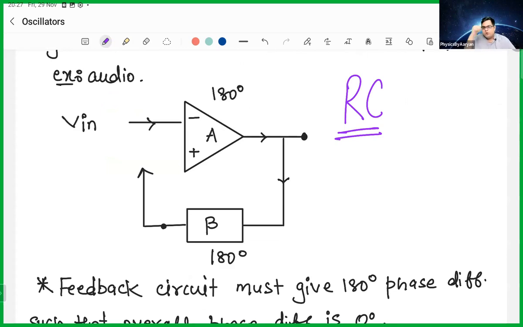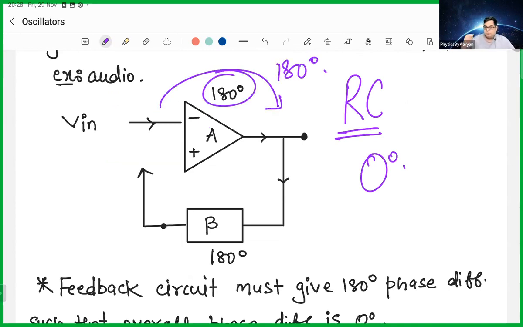See, I know that overall phase difference should be zero. But if you look at it carefully, if I apply any voltage to the inverting terminal, then automatically a 180 degree phase difference will come. Because what does the inverting terminal do? The inverting terminal gives a 180 degree phase shift. Basically it brings a negative sign.